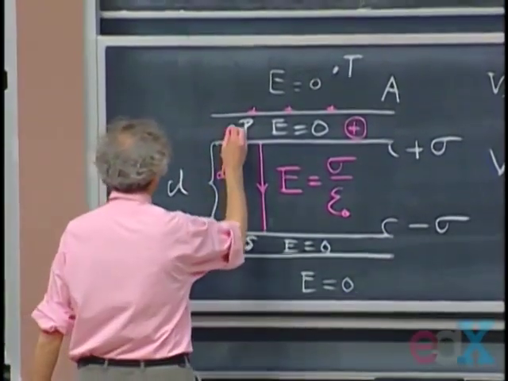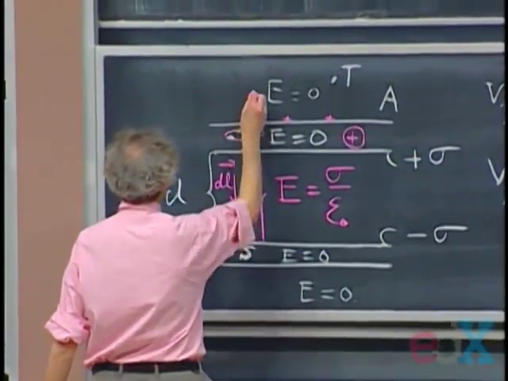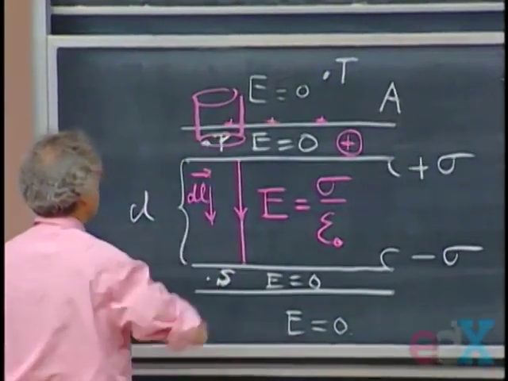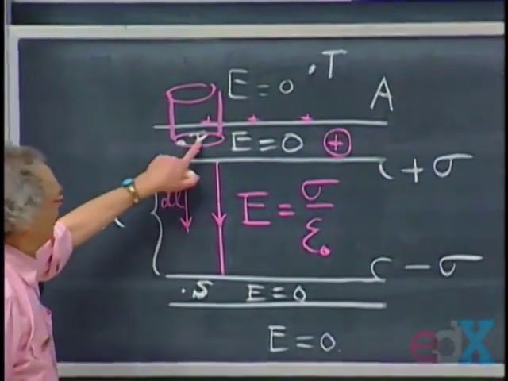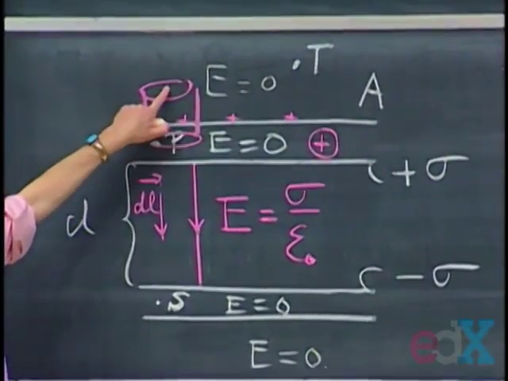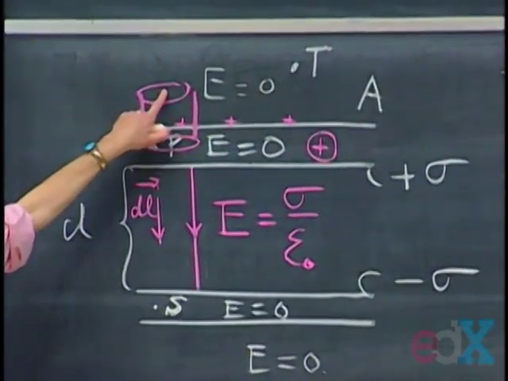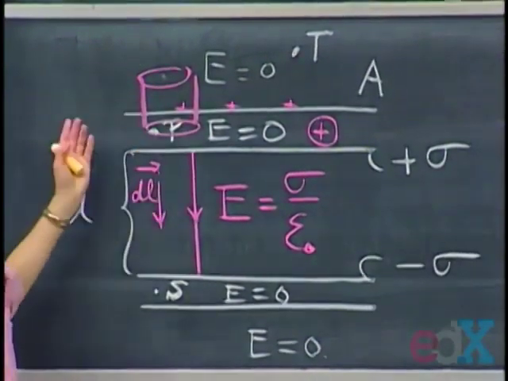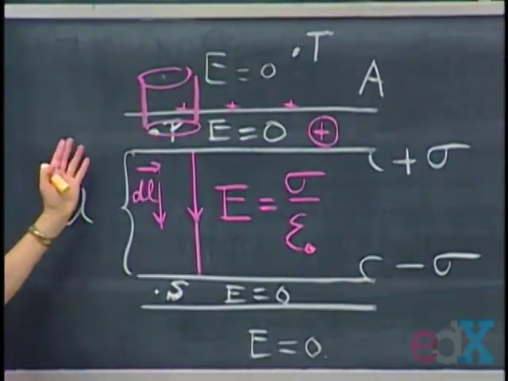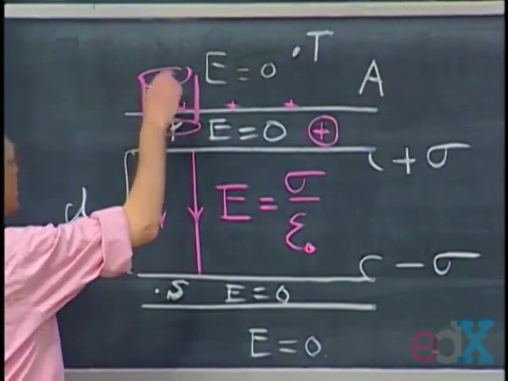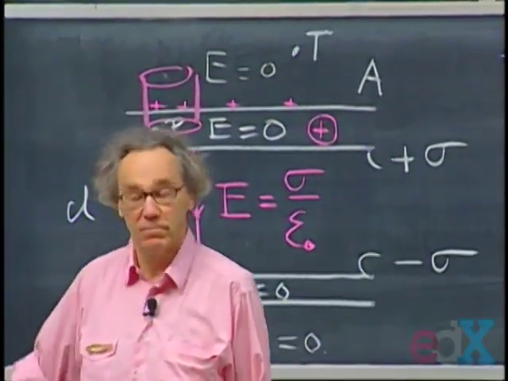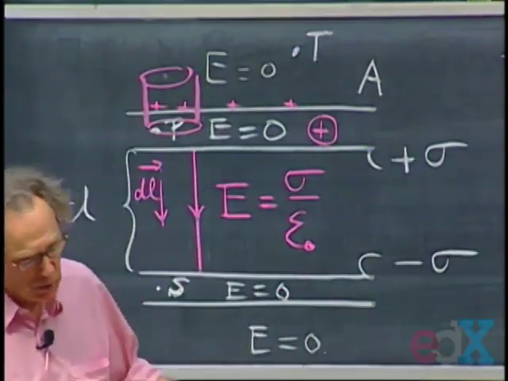I make myself a small pillbox, which is my Gauss surface. These are flat ends. Electric field is zero here. Electric field is zero there. So the closed surface integral must be zero because the electric field is zero everywhere, but there is charge inside the pillbox, and so Gauss' law says then it cannot be zero. Since it is zero, there is no charge inside.